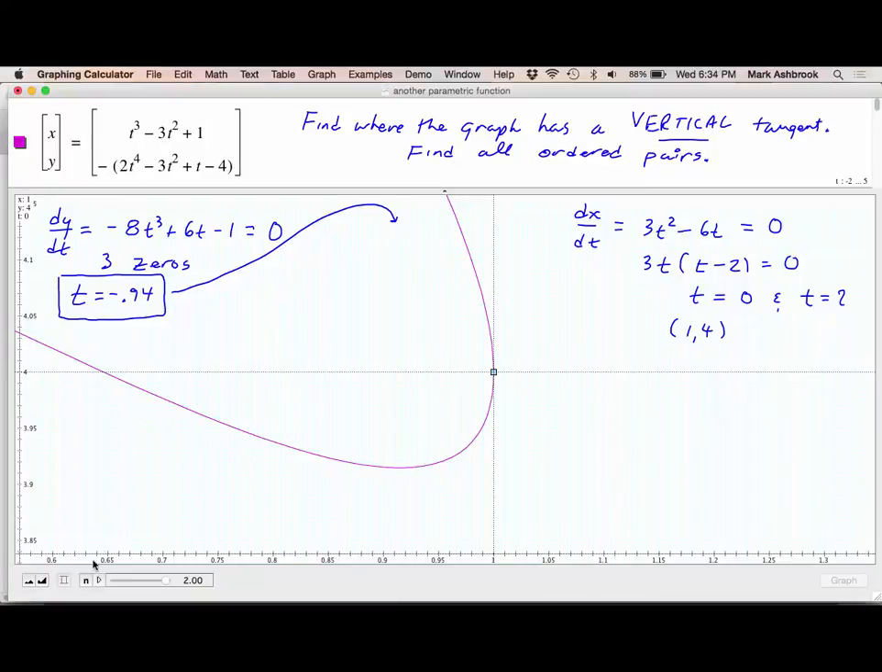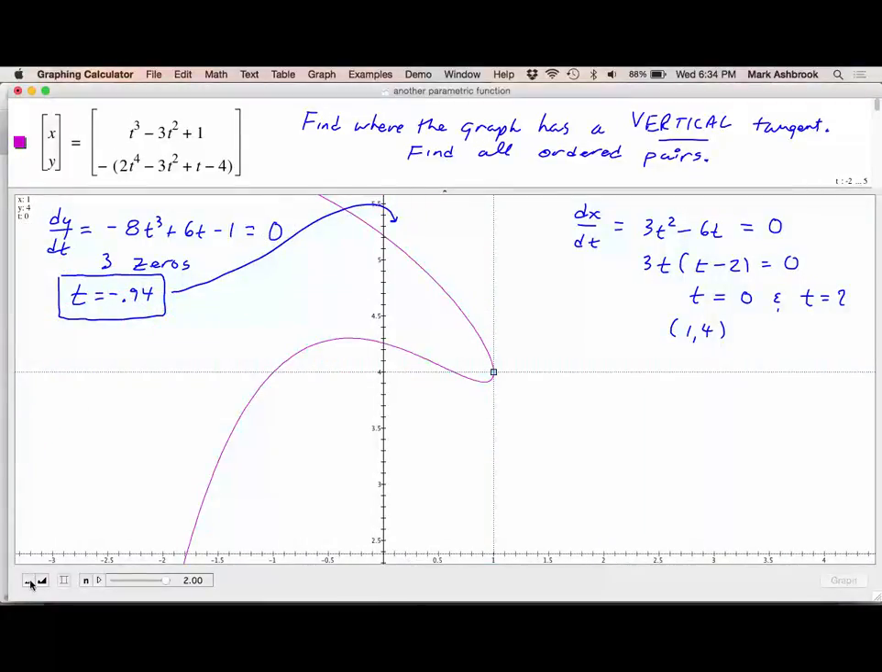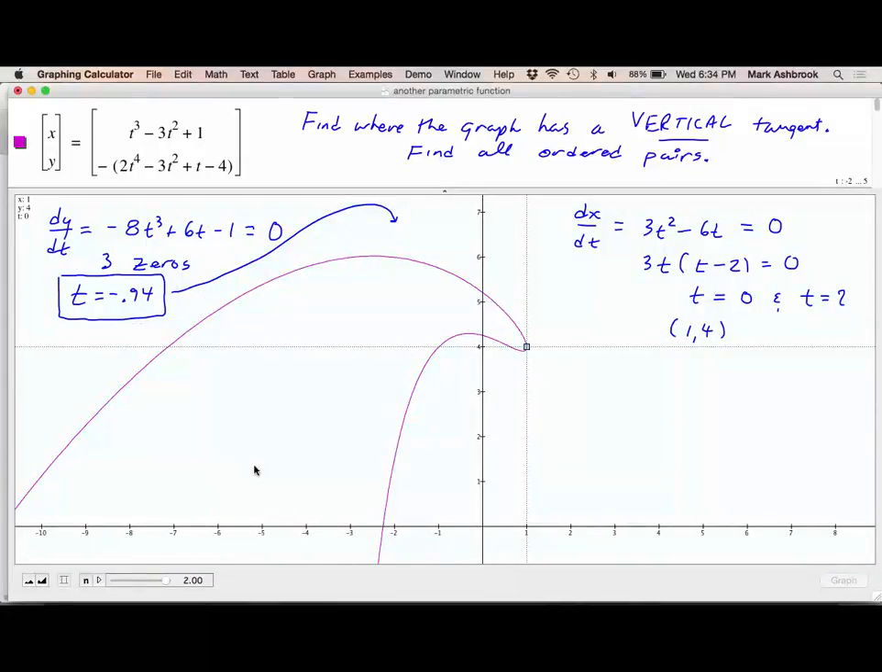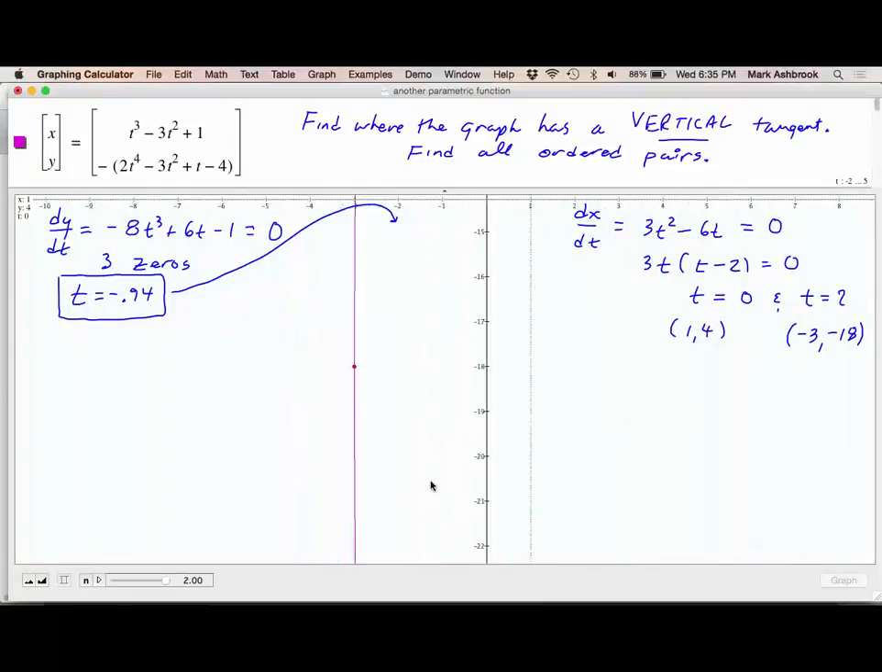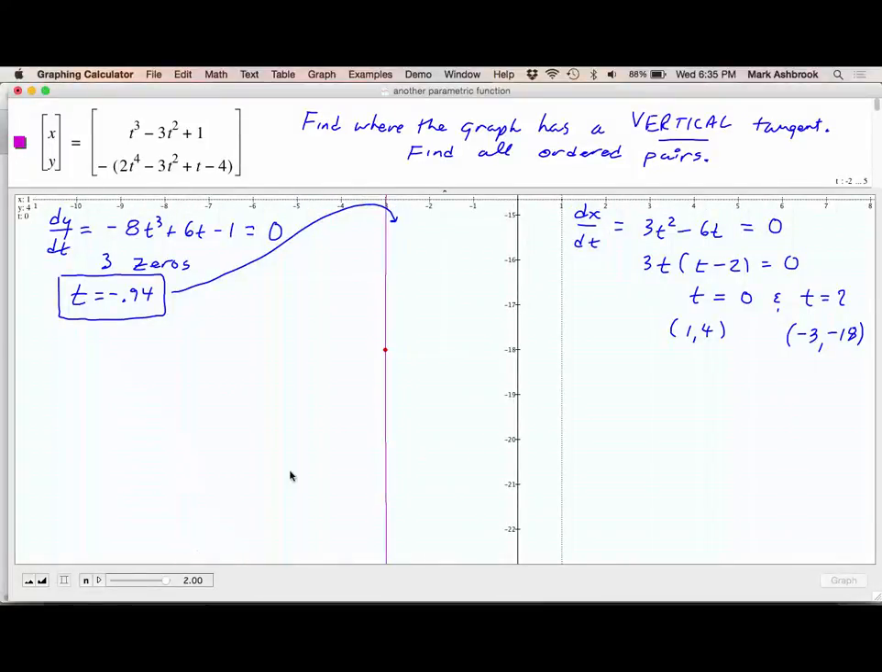Okay, and what was the other one you got? So when t equals 2, you get? Negative 3? Negative 15? 18. Okay. So we might not have been expecting that one. We might have thought, oh, this thing just keeps going to the left, but if we scroll down here to negative 18, oh, here I am at t equals 2. Look at that.